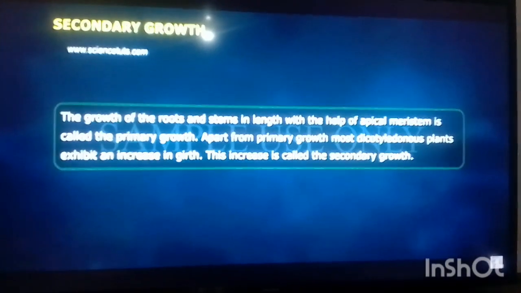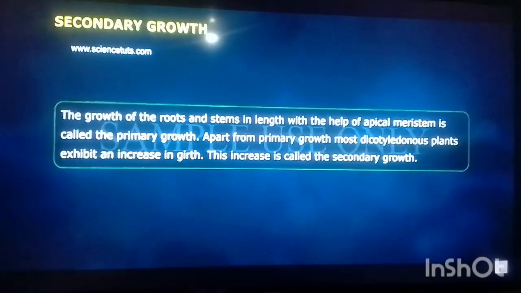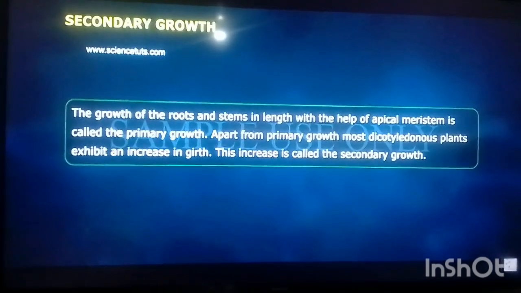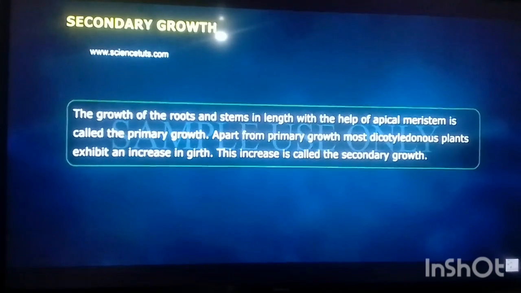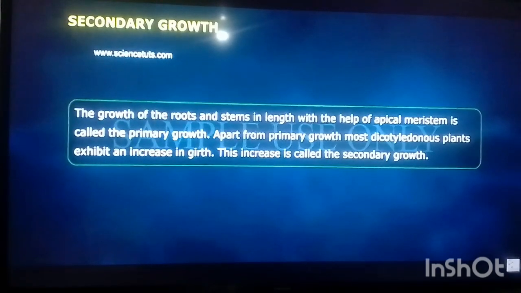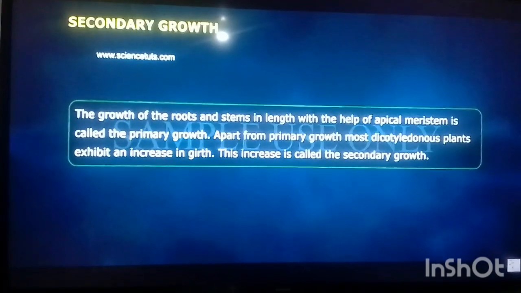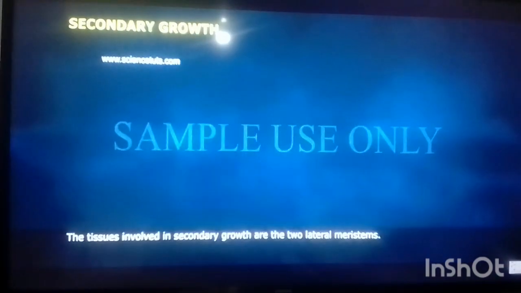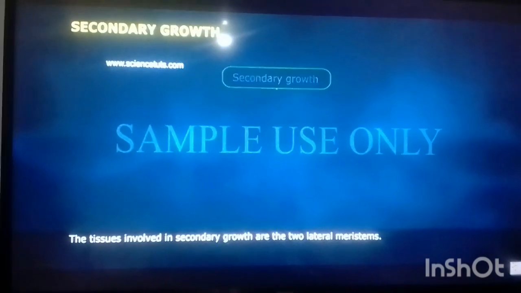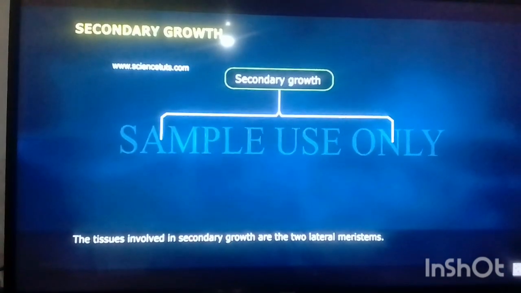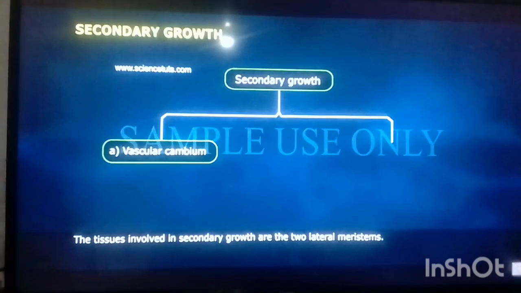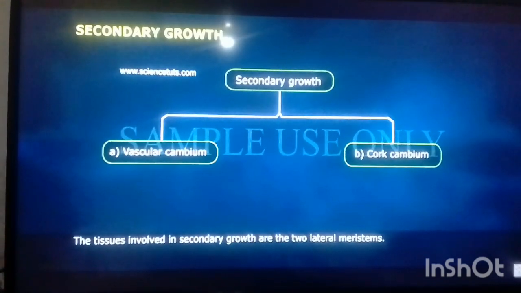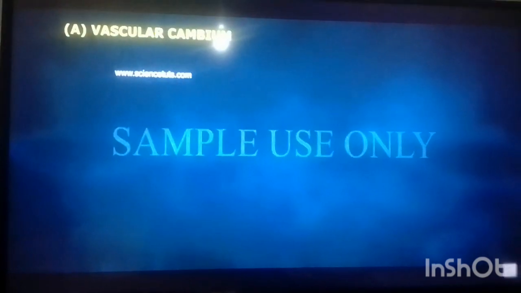The increase of the roots and stems in length with the help of apical meristem is called the primary growth. Apart from primary growth, most dicotyledonous plants exhibit an increase in girth. This increase is called the secondary growth. The tissues involved in secondary growth are the two lateral meristems: A. Vascular cambium, and B. Cork cambium. A. Vascular cambium.